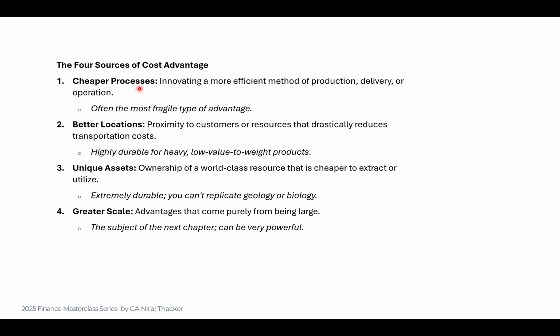So one is cheaper process, better locations, unique assets, greater scale. So this we'll discuss in the next session. Now, three things are there. One is cheaper process, innovating a more efficient method. So what we do is we're trying to find a process which is innovative. Means as a company, we have identified certain processes which, by adopting that process, our cost of production or delivery or operation is coming down.